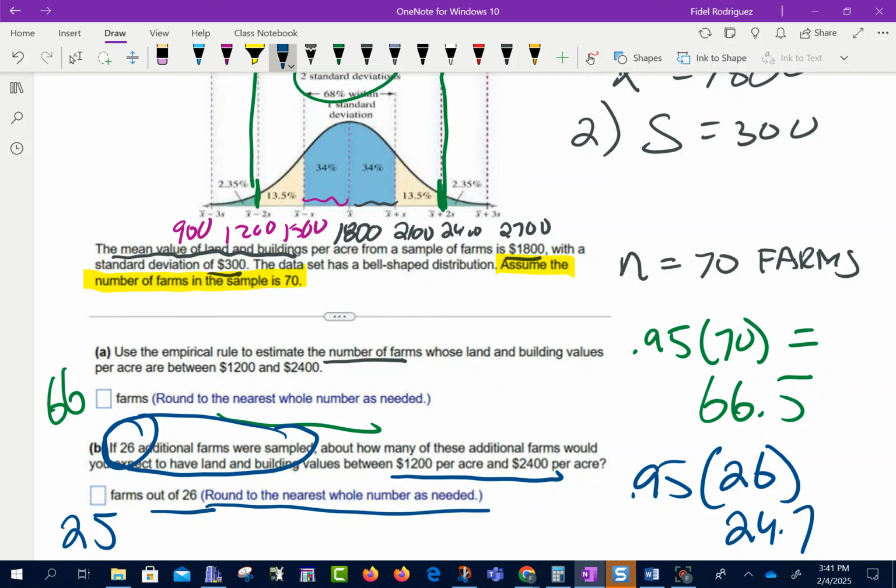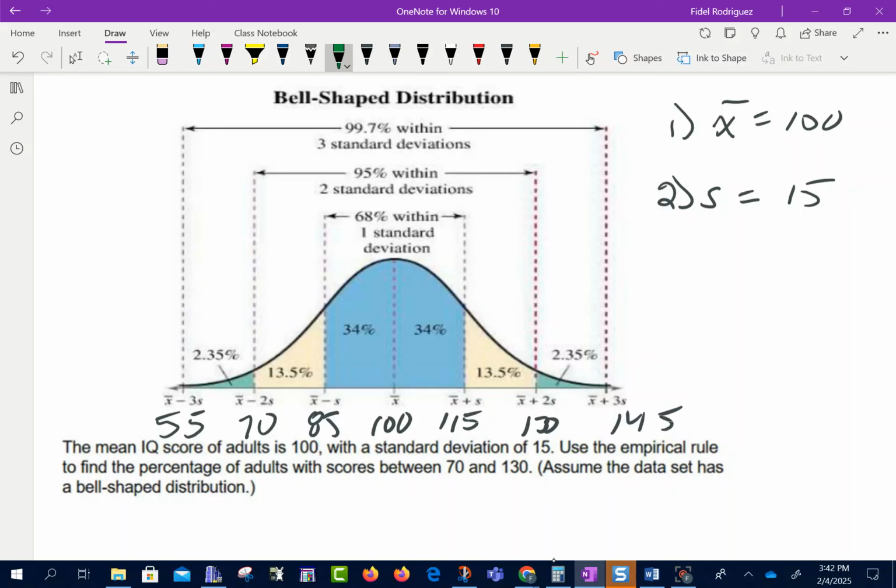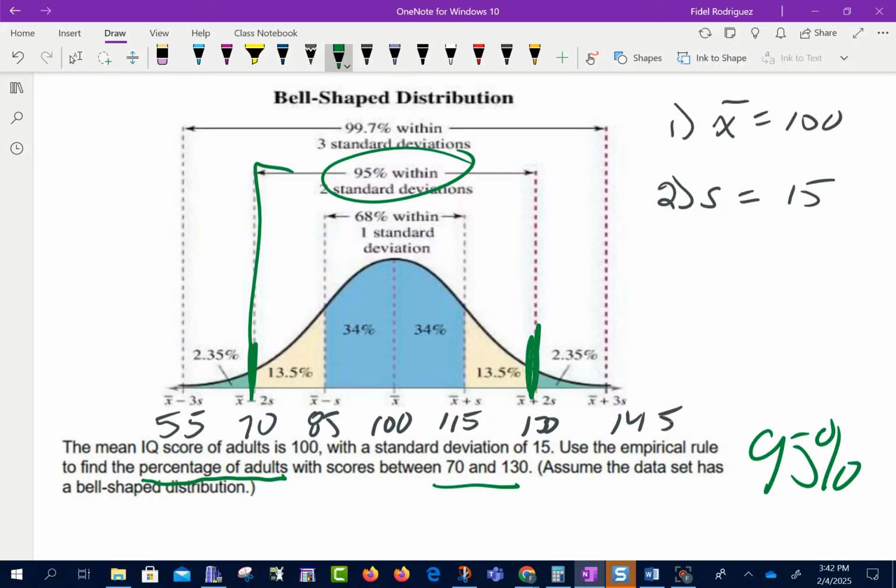Okay, now they're asking us, can we find just the percentage of adults between scores of 70 and 130? Between 70 and 130, that looks like that is 95%, and that's all we're trying to find.